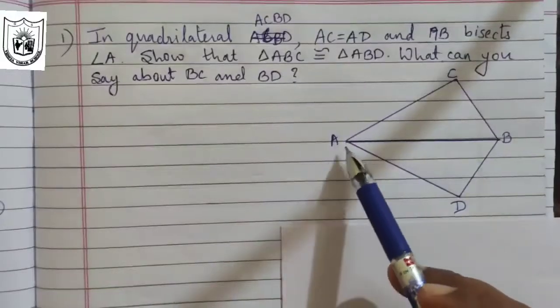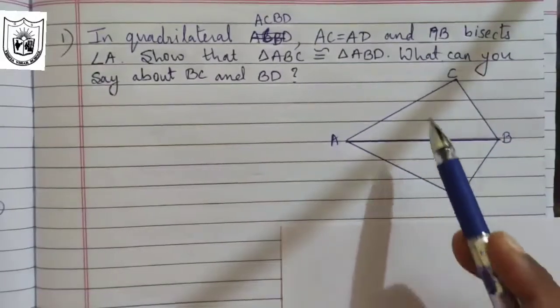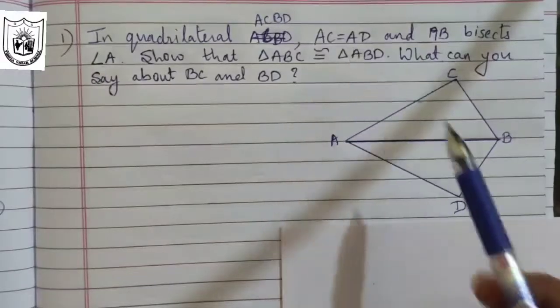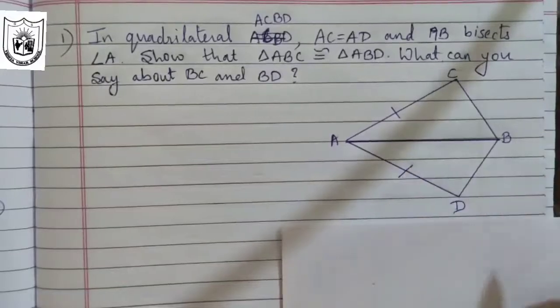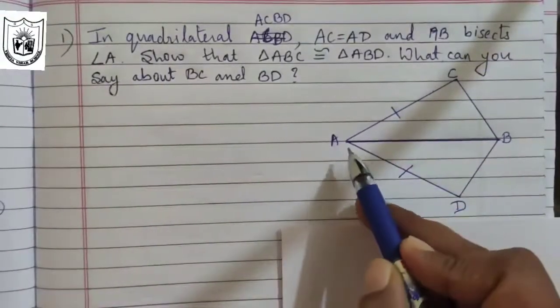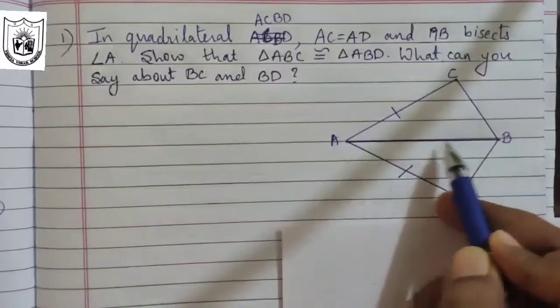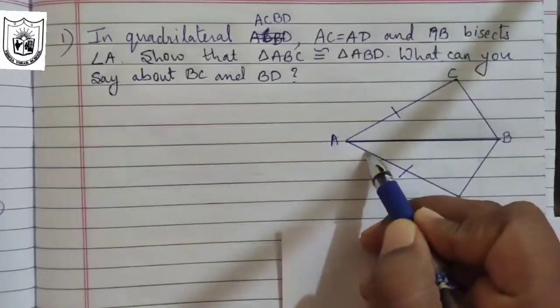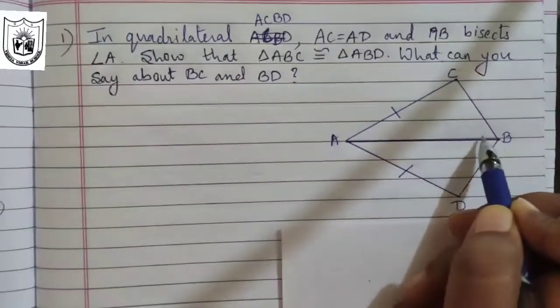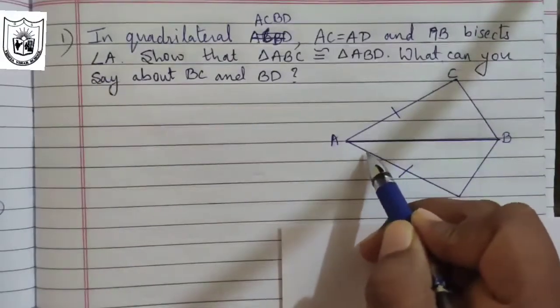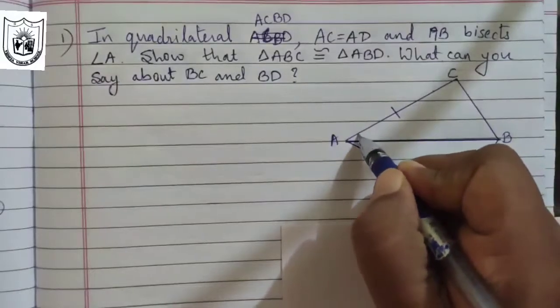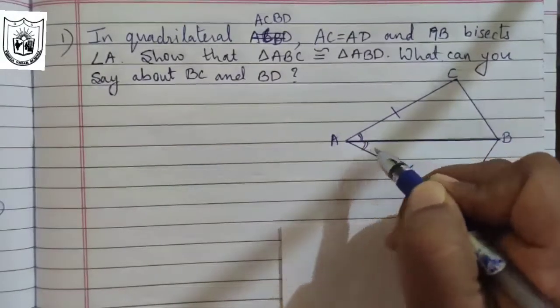In quadrilateral ACBD, AC and AD are equal. So we will mark that line segments AC and AD are equal. And AB bisects angle A. So if you see this line segment AB, it is bisecting angle A, which means, let's say if angle A is 60 degrees, this line segment AB is bisecting it into equal halves. So the top angle will be 30 and the down angle will be 30. So we have understood that this angle and this angle will be equal.